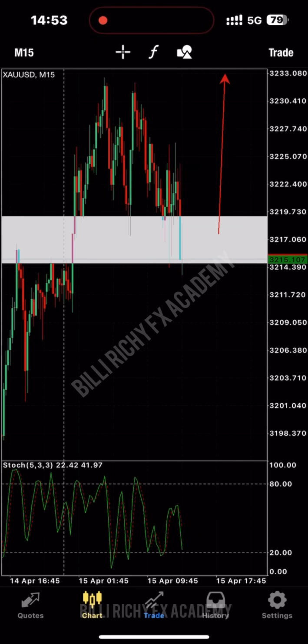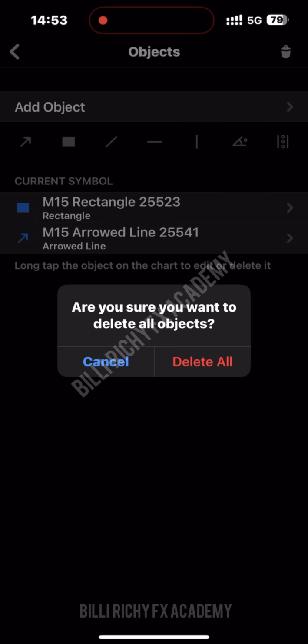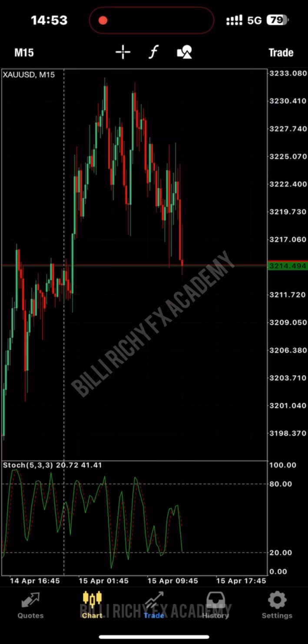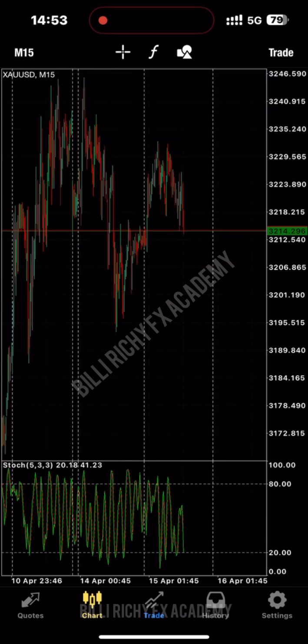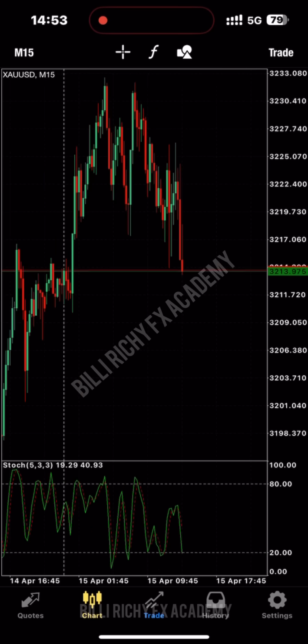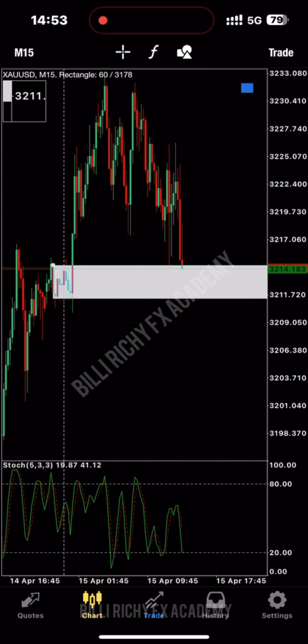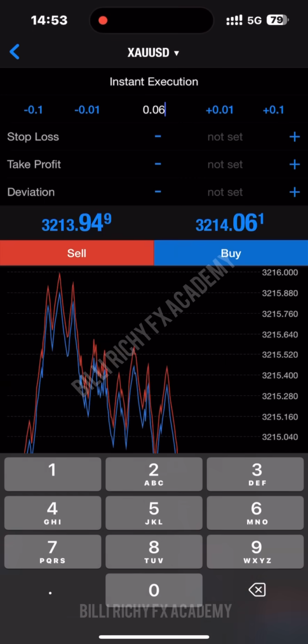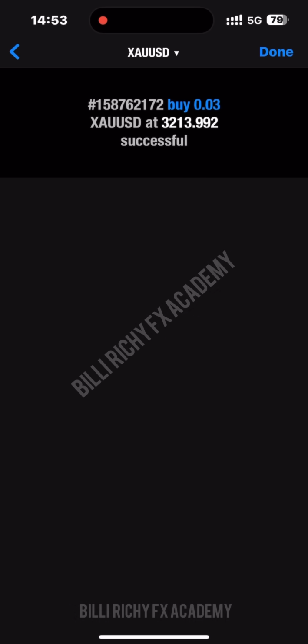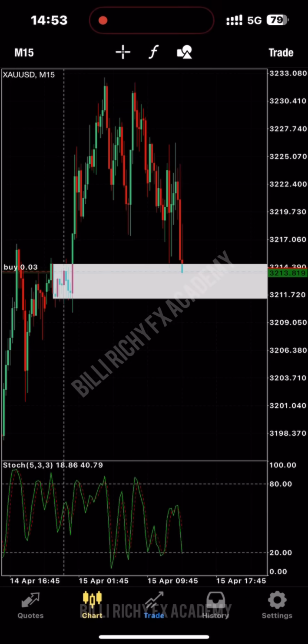So, our first setup here on gold 15 time frame. Looking at gold, it is in an uptrend. That's looking at the bigger picture. So, we have this demand area right now, which gold is stepping into. All right, so we are taking some buys now.